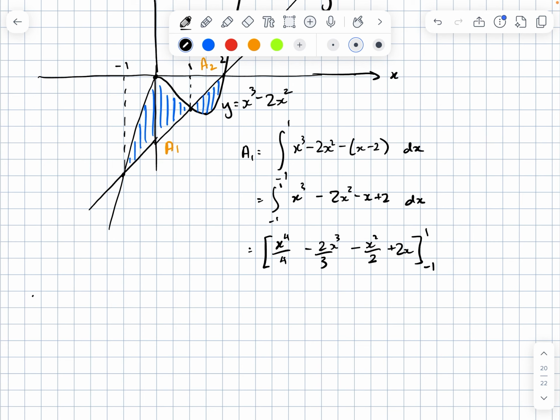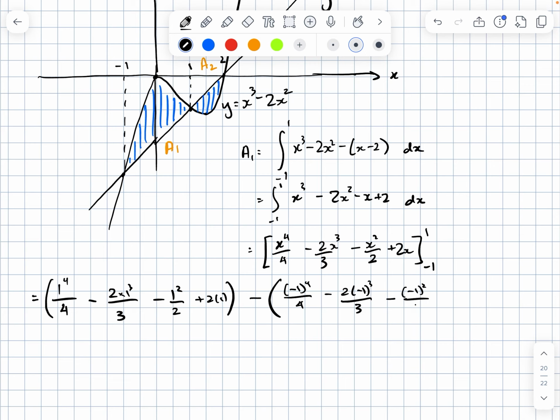which when we put in our limits we get, we should go all the way to the left hand side, 1 to the power of 4 over 4 minus 2 times 1 to the power of 3 over 3 minus 1 squared over 2 plus 2 times 1, minus -1 to the power of 4 over 4 minus 2 times -1 to the power of 3 over 3 minus -1 to the power of 2 over 2 plus 2 times -1.